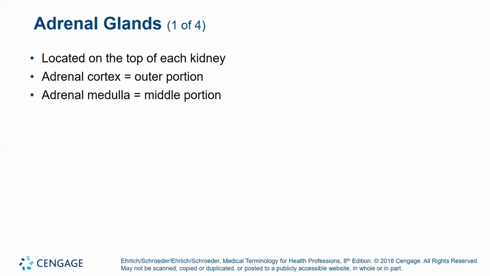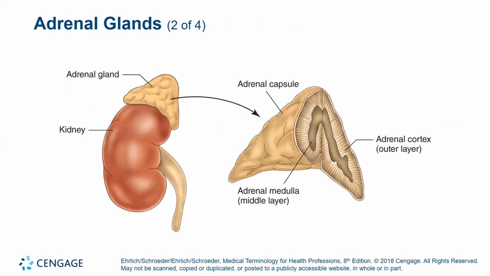So the adrenal glands are located at the top of each kidney. We have the adrenal cortex, which is the outer portion, and the adrenal medulla, which is the middle portion. As you can see, here's a figure of this. One adrenal gland is located on top of each kidney. Each adrenal gland consists of the adrenal cortex and the adrenal medulla. So here you can see the kidney, adrenal gland. Here's a capsule. Here's your medulla in here, which is the middle layer. And then here's your cortex, which is the outer layer.